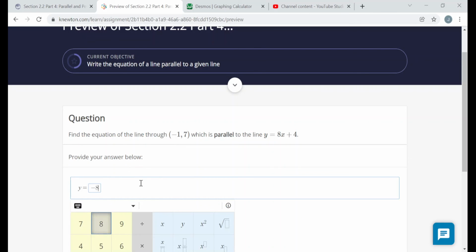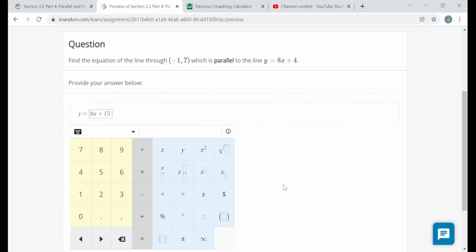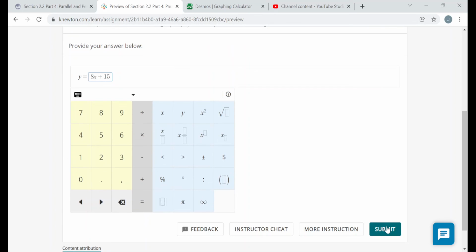y equals negative 8x and then plus 15 to get me to, when I replace x with -1, or sorry, not negative 8x. I said 8 earlier, right? 8x plus 15, right? And 8 times -1 is -8 plus 15 is 7. That point would be on it. Great. Now you could also do what I did earlier. Put it in point slope form first, then solve for y, simplify. But this is another way to do it, right?